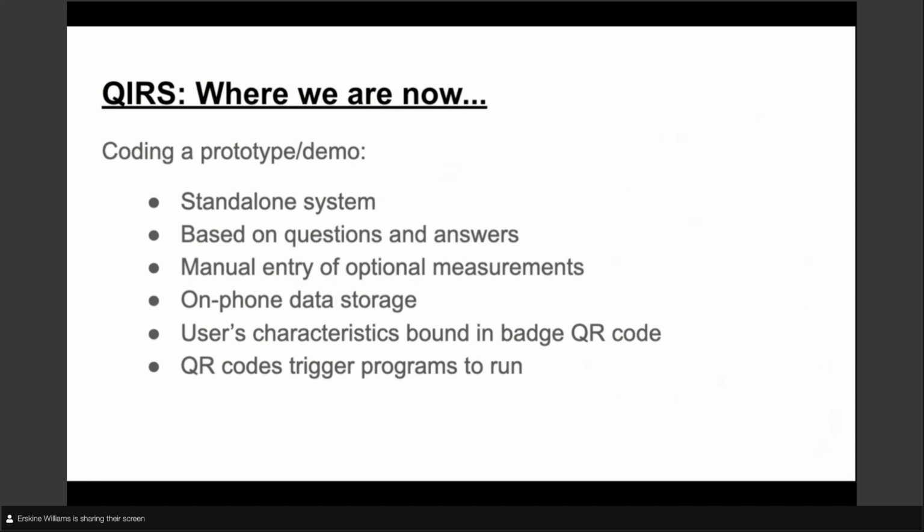Users' characteristics are bound up along with the date and the color in the QR code. So when it's scanned, the business scanning your badge knows who you are based on these characteristics. And finally, the QR code on your badge triggers the business's phone to run the program that verifies your color, your date, and your identity. Next slide.